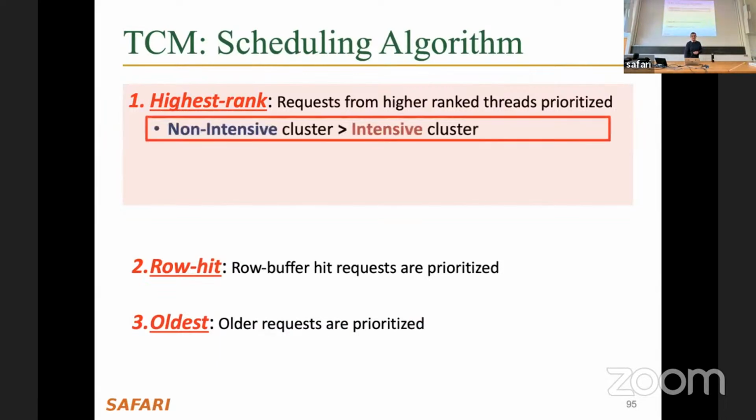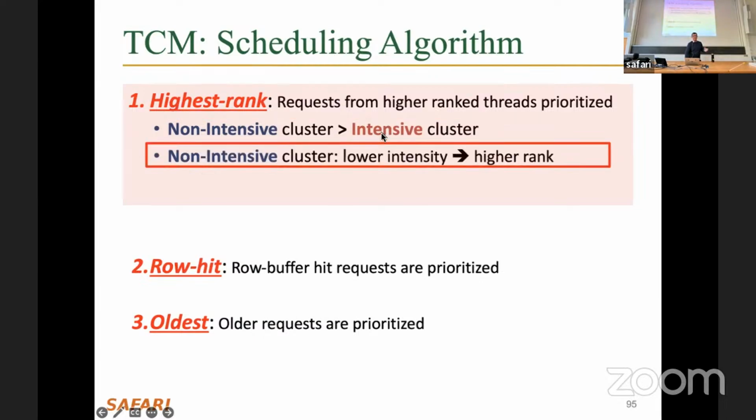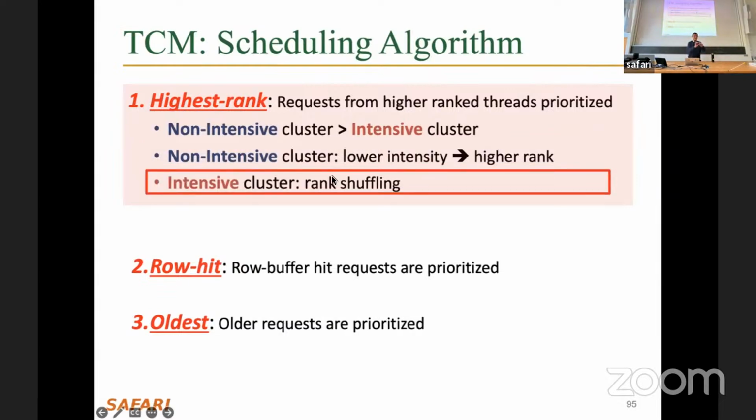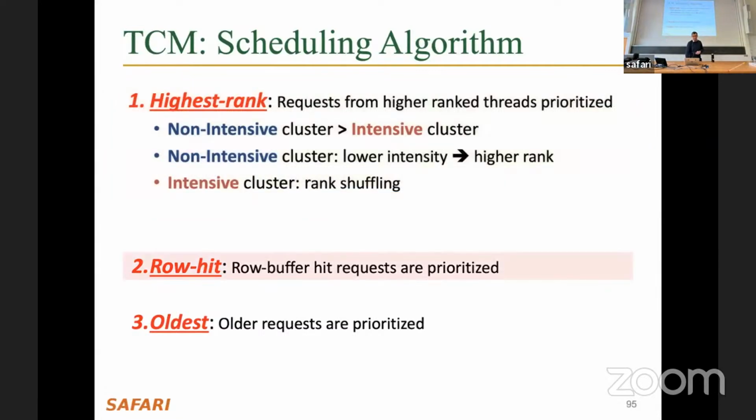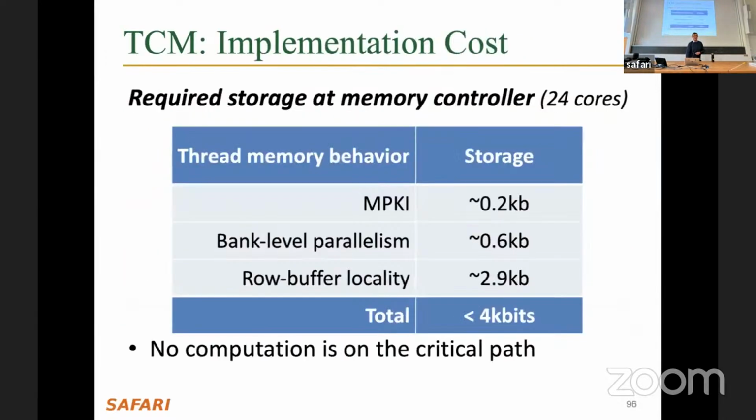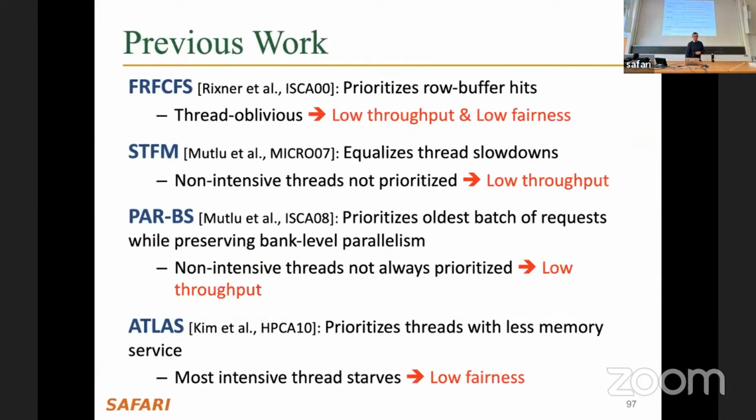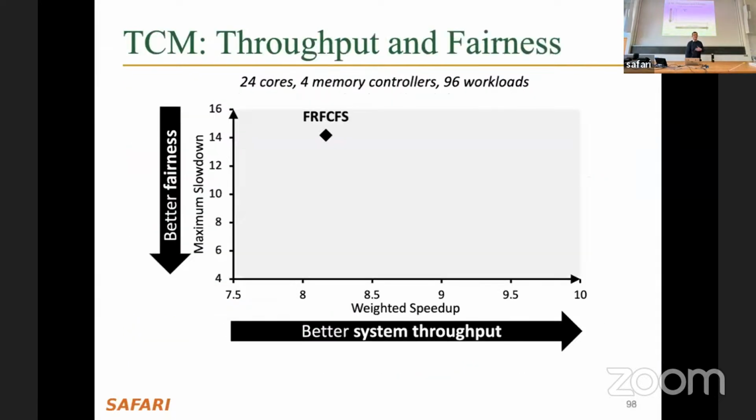So this is the scheduling algorithm in the end. It's a prioritization order again. Highest ranked threads, higher ranked threads are prioritized over others. This means that you have a priority bit for the non-intensive cluster over the intensive cluster. Within the non-intensive cluster, lower intensity means higher rank, another set of priority bits. Within the intensive cluster, there's a rank shuffling based on the thread's characteristics. So you can think of the priority values as being wider right now, and you compare these priority values. Assuming all else is equal, row buffer hits are prioritized over others, and assuming all else is equal, older requests are prioritized over others. And it turns out this is actually also quite simple, as you will see in the paper. So we'll compare it to all of the prior works that we have discussed. Let's see where we end up.